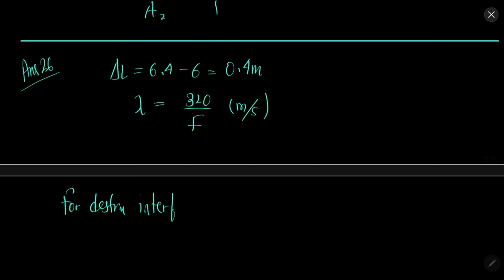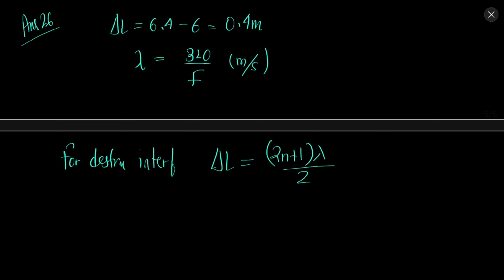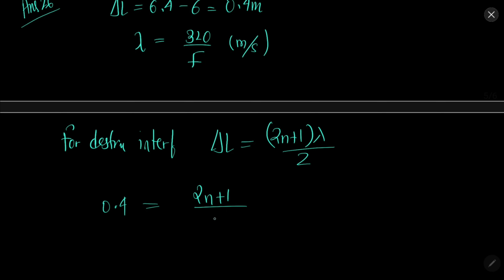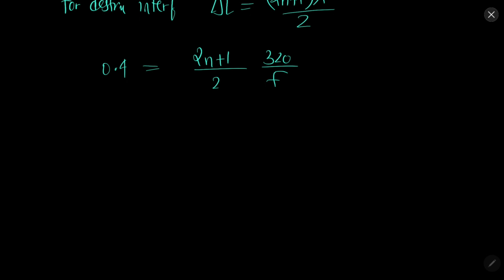del L, the path difference, should be (2n plus 1) into lambda by 2. If this is the path difference, then it will be a destructive interference, and n is any integer. So by this, 0.4 equals (2n plus 1) over 2 times lambda, and lambda is 320 over f. So now once we simplify this, the frequency will come out to be (2n plus 1) into 400 hertz. This will be the frequency.